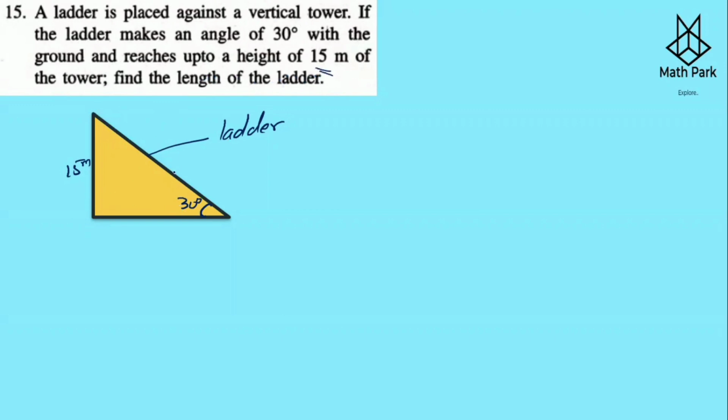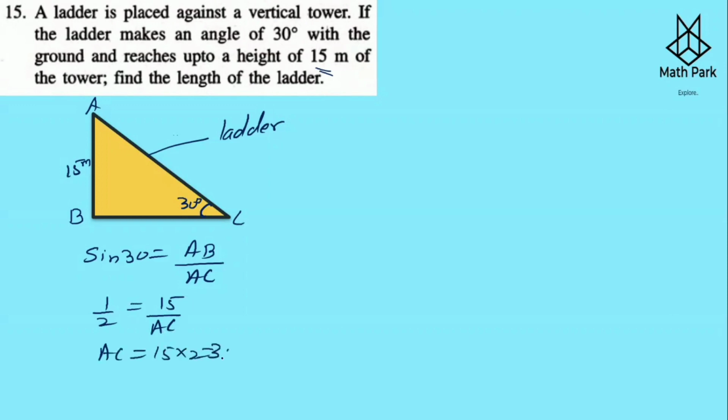So with respect to 30, this is the hypotenuse. If I take this as angle ABC, always a right triangle, the ladder is the hypotenuse. So we will be using sine 30. Sine 30 is equal to opposite, that is AB, upon AC, which is the hypotenuse. Sine 30, half, is equal to AB, which is 15, upon AC. So take AC over here, 2 comes this side. 15 times 2 is 30 meter. So the length of the ladder is 30 meter.